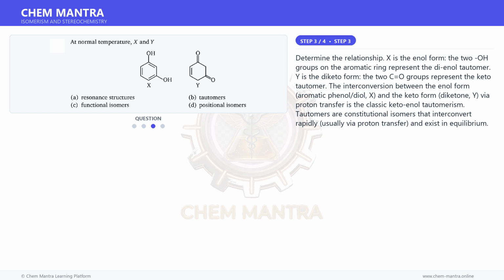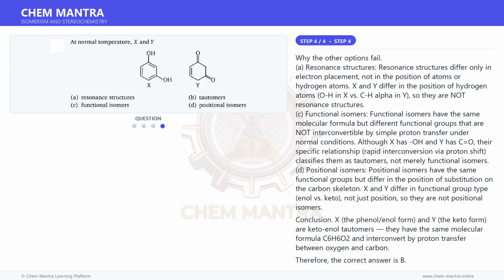Determine the relationship. X is the enol form, the 2 OH groups on the aromatic ring represent the dienol tautomer. Y is the diketo form, the 2 C=O groups represent the keto tautomer. The interconversion between the enol form, aromatic phenol diol, X, and the keto form, diketone, Y, via proton transfer is the classic keto-enol tautomerism. Tautomers are constitutional isomers that interconvert rapidly, usually via proton transfer, and exist in equilibrium. And for the final step.